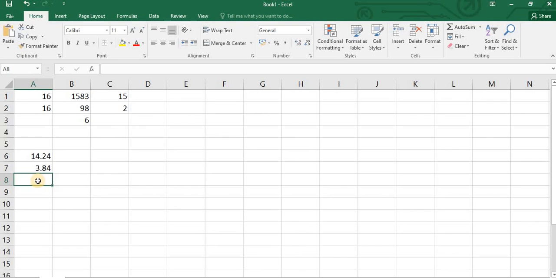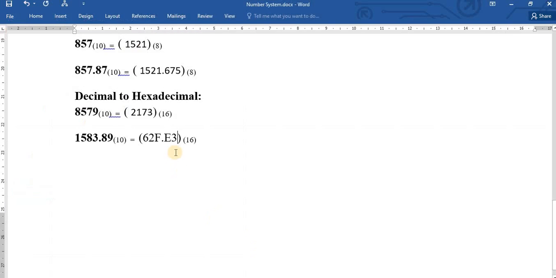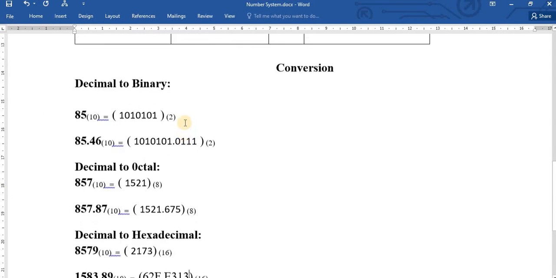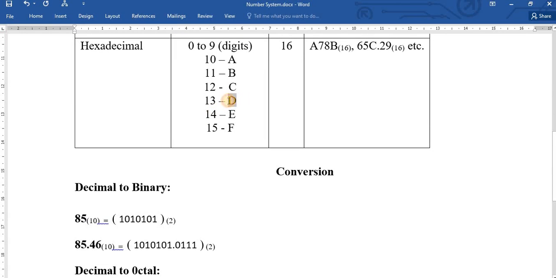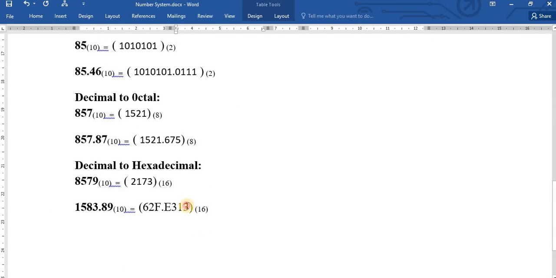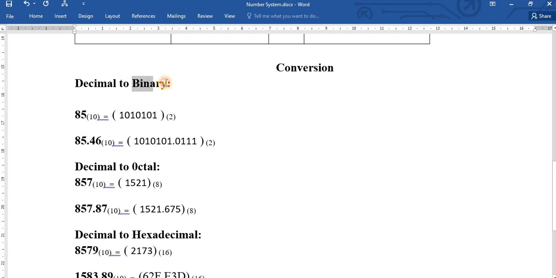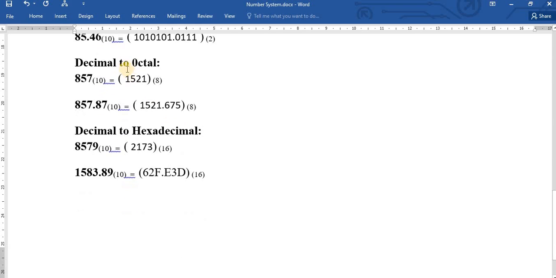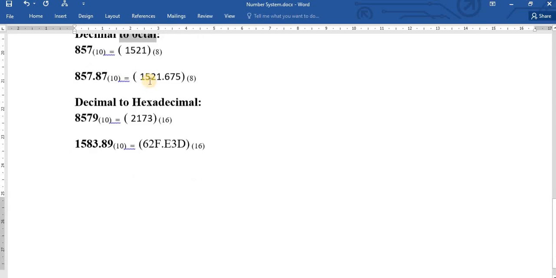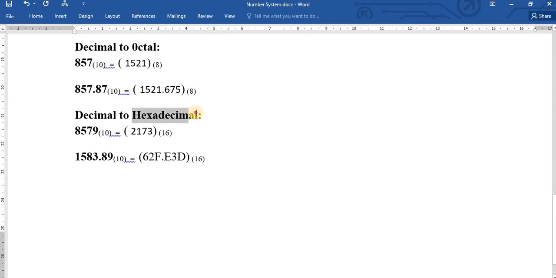Now 0.84 multiplied by 16, you will get 13.44. Write down here 13. 13 will be replaced by D, so write down here D. I think up to 3 places is sufficient. So this is the way to convert decimal to others. You know how to convert decimal to binary: divide the number by 2. Decimal to octal, divide the number by 8. If you want to convert decimal to hexadecimal, you have to divide the number by 16.